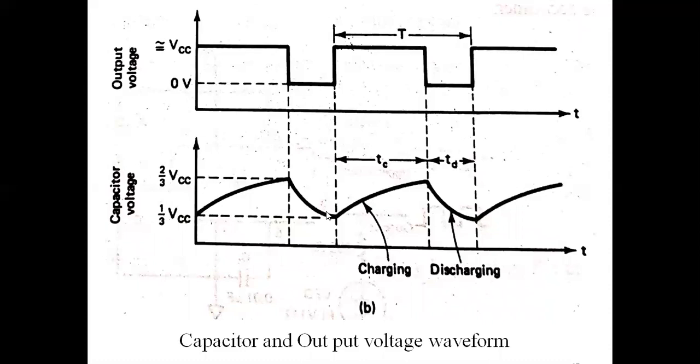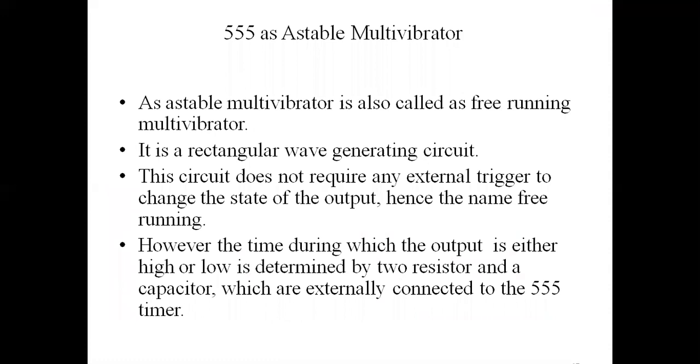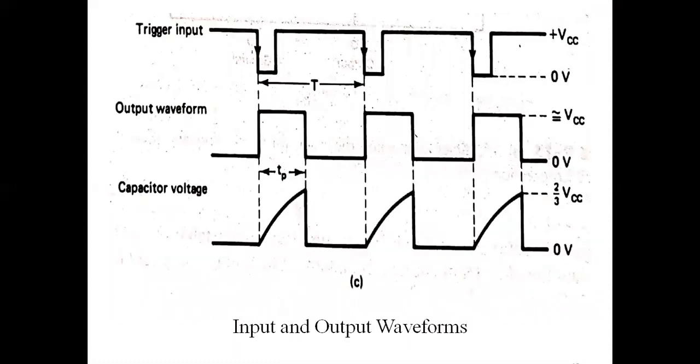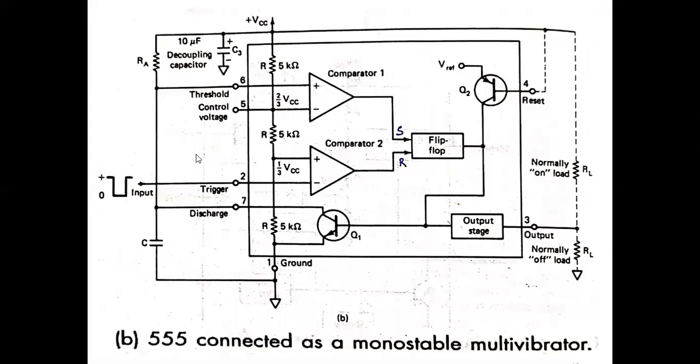That is the internal diagram of our 555 timer as a monostable multivibrator. You have seen here, just another resistor, that is RB, is connected here.